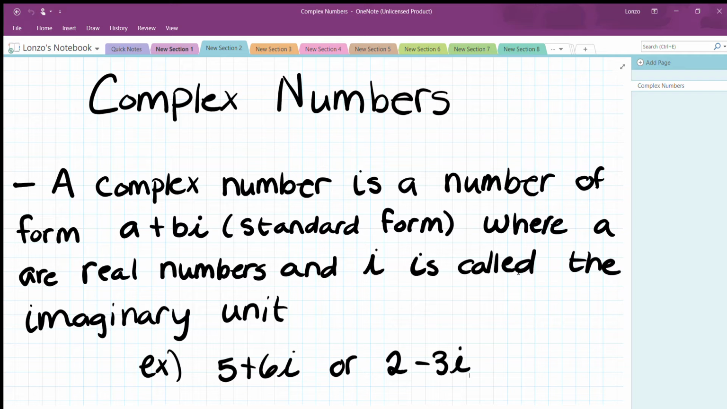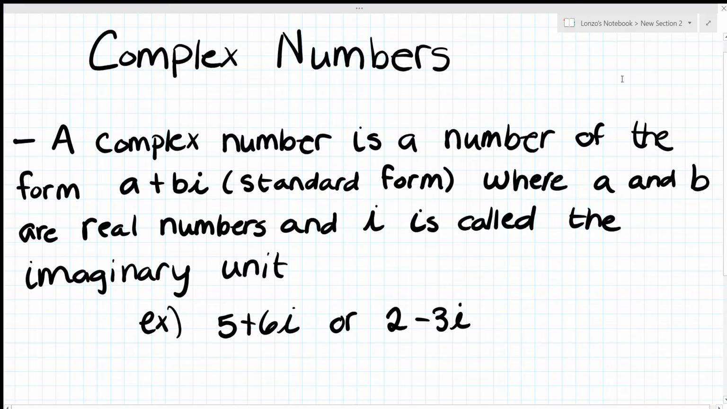So let's go over the definition of a complex number. A complex number is a number of the form a plus bi. This is also called the standard form, where a and b are real numbers and i is called the imaginary unit. An example would be 5 plus 6i or 2 minus 3i. The 5 and 6 are all real numbers.